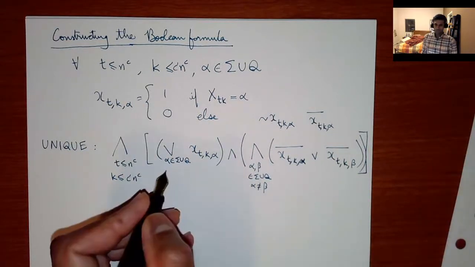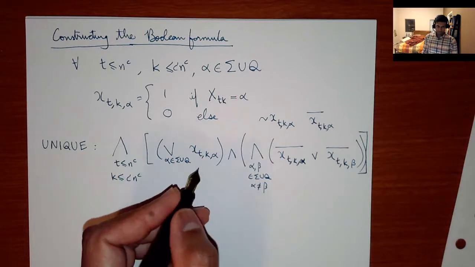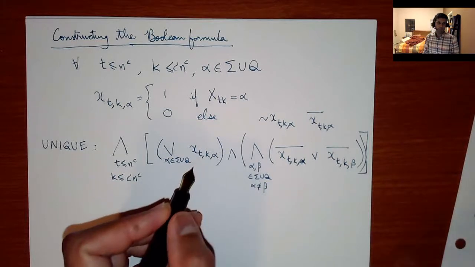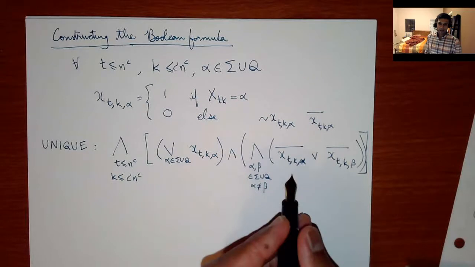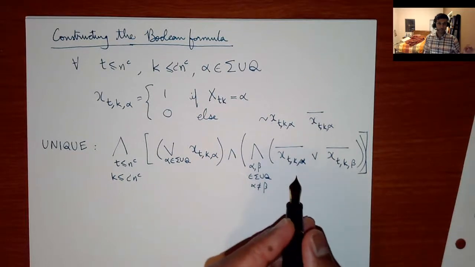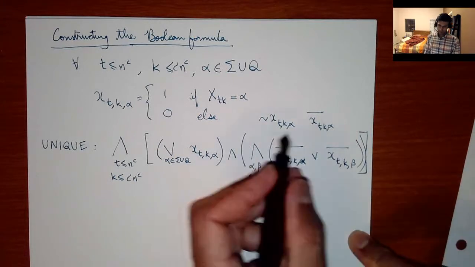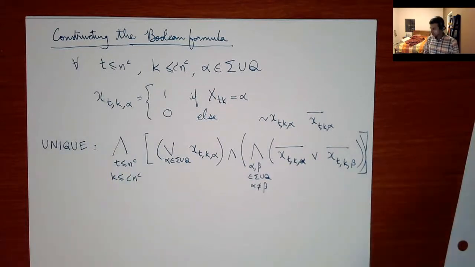So this part of the formula says x_t_k must take some symbol value. x_t_k cannot take two different symbol values, because if two different things were true, then this part would become false, and it would make the entire thing false. So this is an encoding of unique.